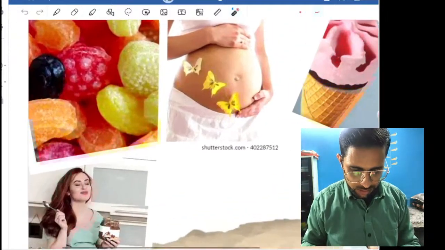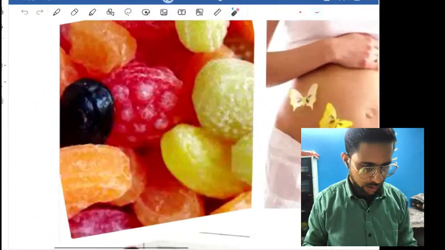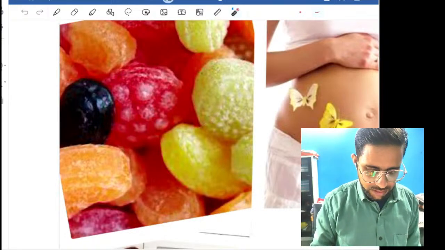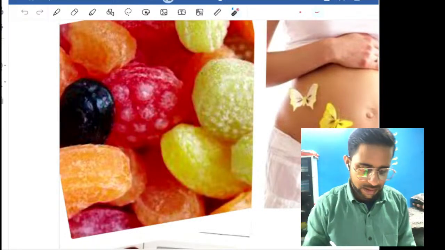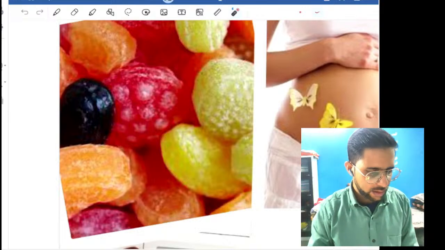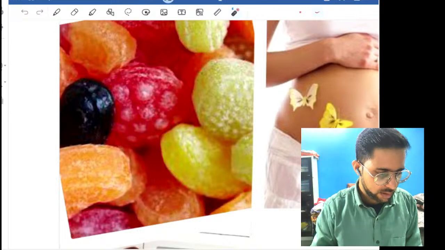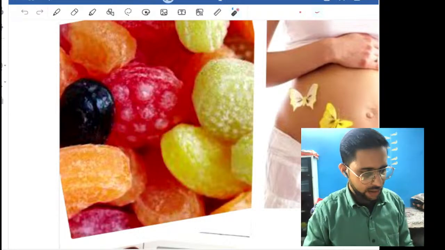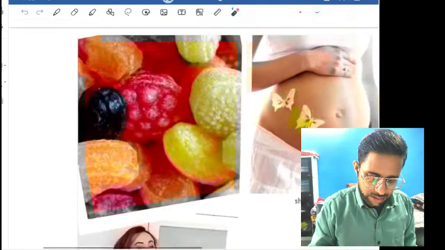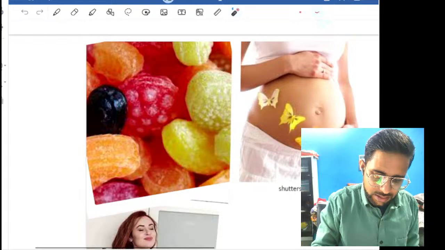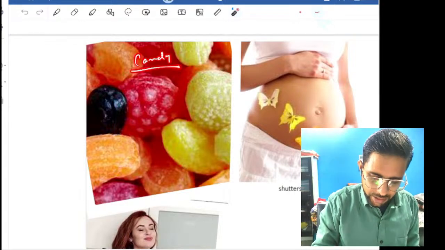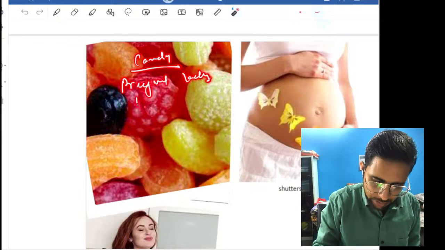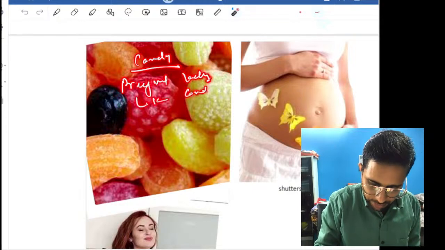First, see this picture and tell me in the comments what this picture is showing and what you remember by these pictures. Yes, we will make a session on the hypersensitivity mnemonics. So this is the candy, this is the candy, and we know pregnant lady like candy.